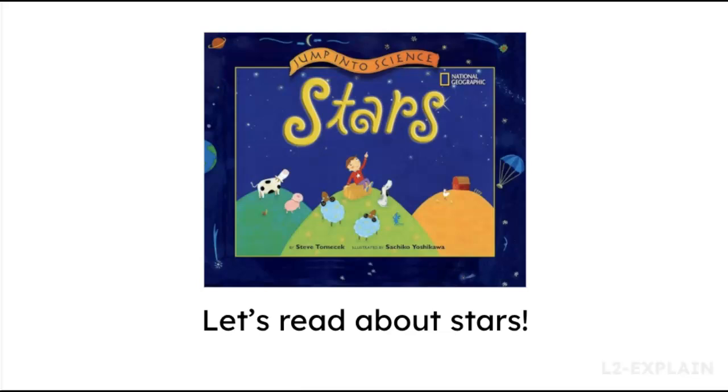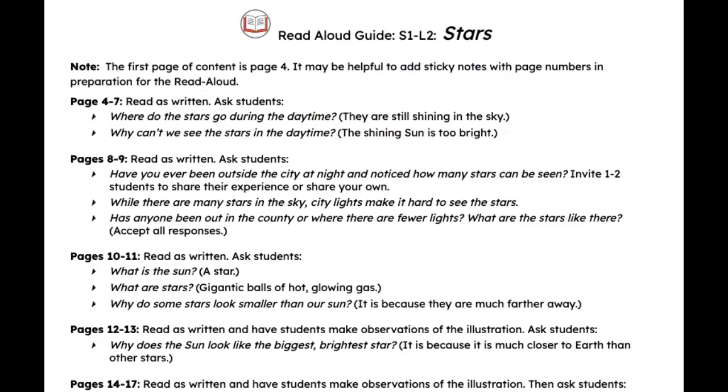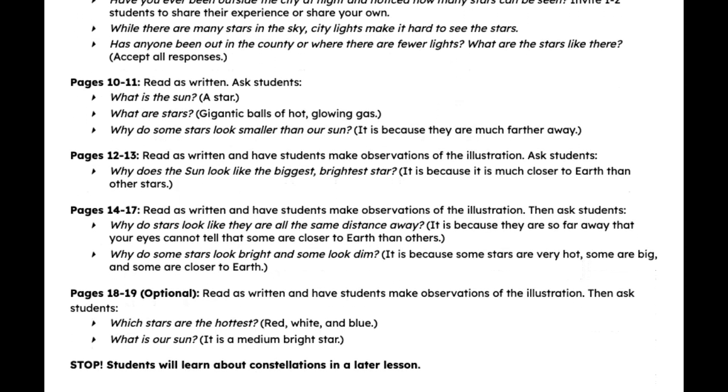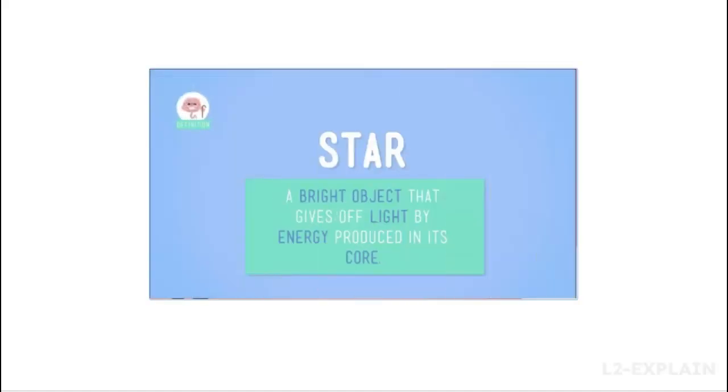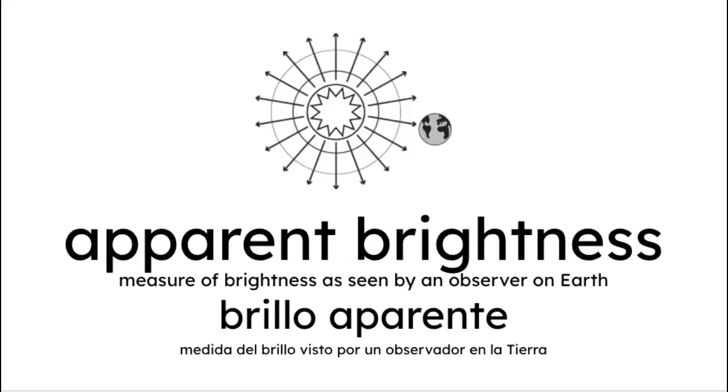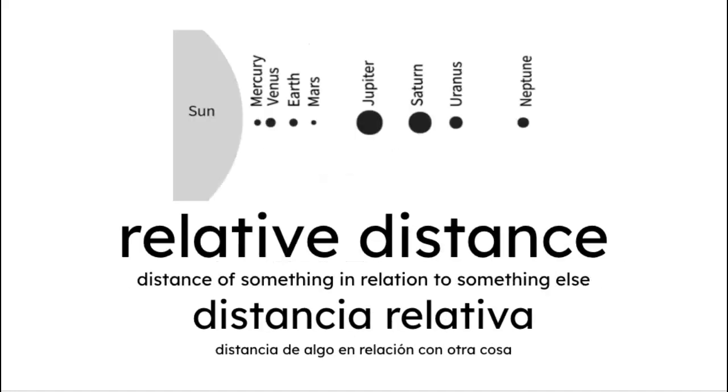During the discussion, you'll read the book Stars as a class. Use the Read Aloud guide to ask students questions while reading. You'll also show students a video and post the luminosity, apparent brightness, and relative distance vocabulary cards.